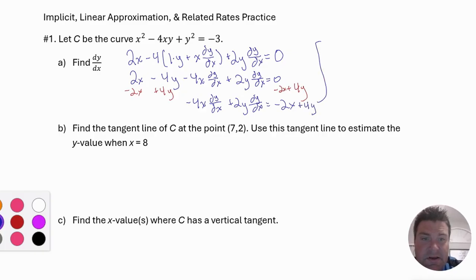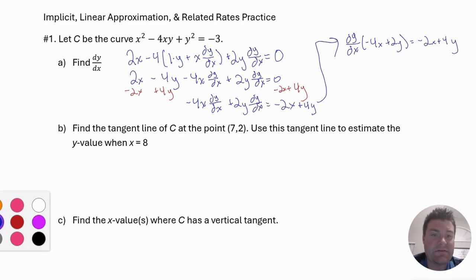I'm going to kind of slide this over here because I have a little bit more room. Once I do that, I can take out a GCF of dy over dx, and I'm going to have this negative 4x plus 2y. That's going to equal negative 2x plus 4y. Divide both sides by that negative 4x plus 2y.